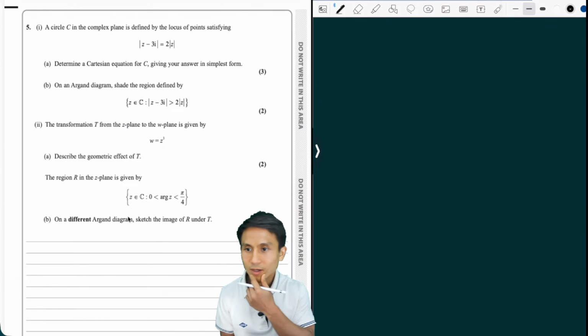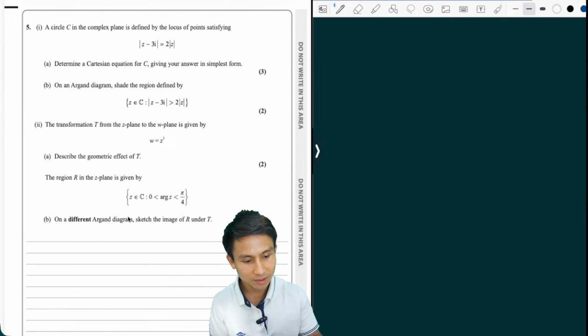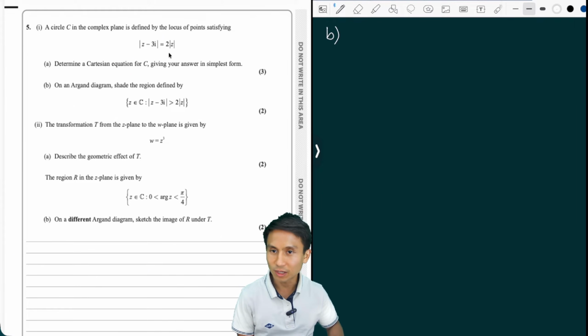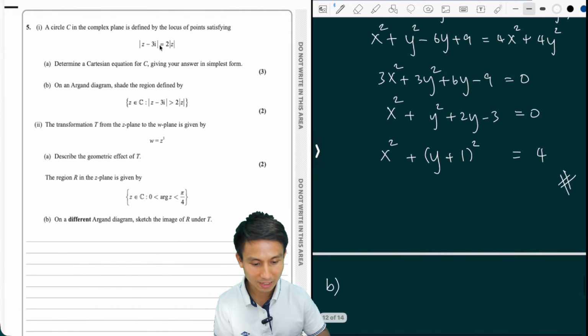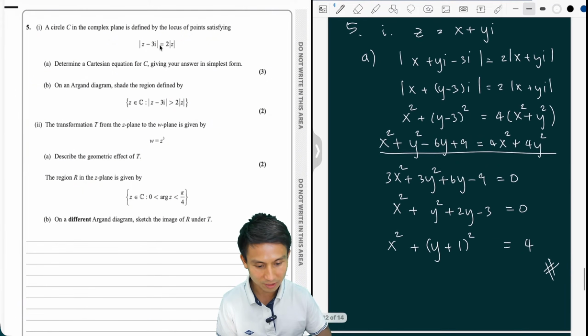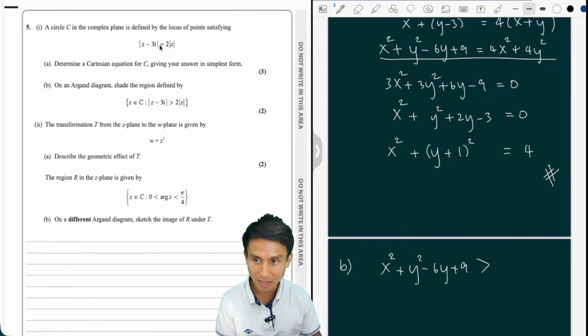Part B. On an Argand diagram, shade the region defined by that set, right? Well, this is basically just, if we look at the original equation here, putting the greater than sign instead of an equal sign. So if we look back in our previous derivation here, maybe we can start from this one because I haven't swapped the sides yet. So we're just going to do x squared plus y squared minus 6y plus 9 greater than 4x squared plus 4y squared.